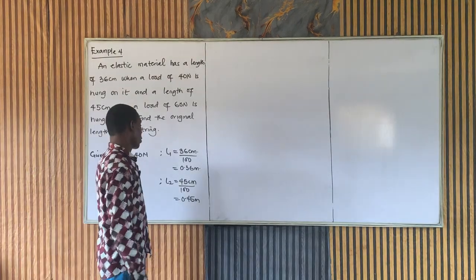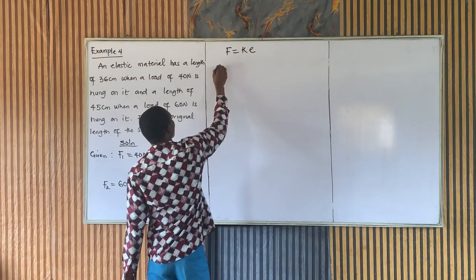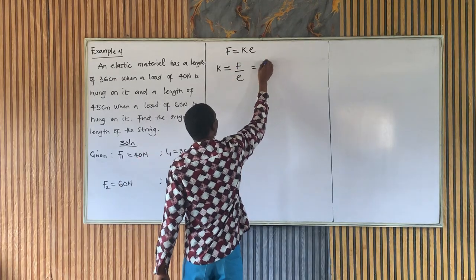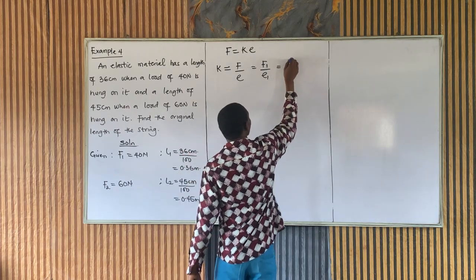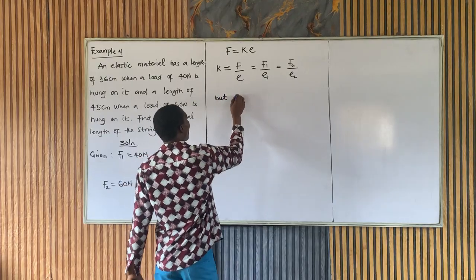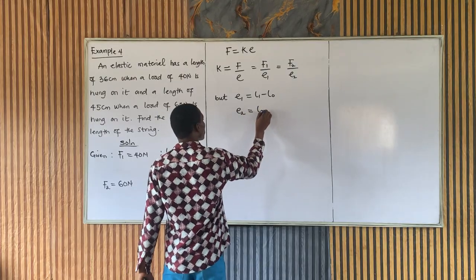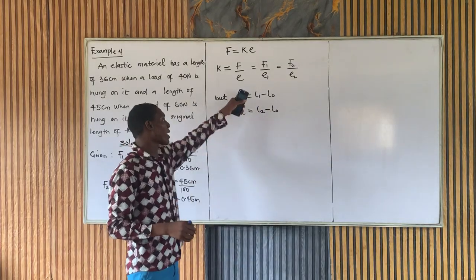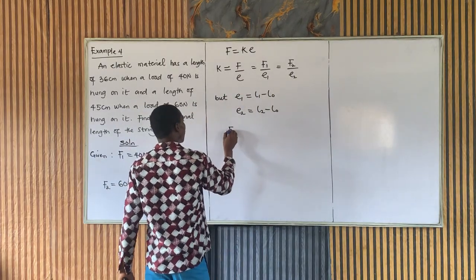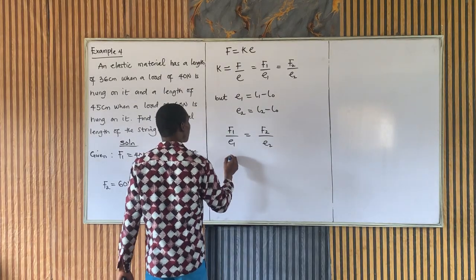Very simple, but we know that F is equal to Ke, and our K is equal to F over e, which can be F1 over e1, or F2 over e2. Our e1 is gotten with L1 minus L0, and e2 should be gotten by L2 minus L0. We have both L1 and L2, but we don't have L0. So let's equate these two, since F1 over e1 is the same as F2 over e2, which will give you your K.